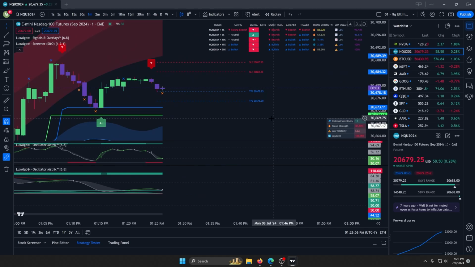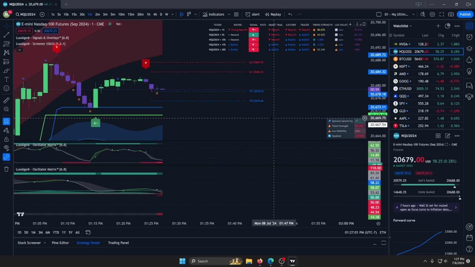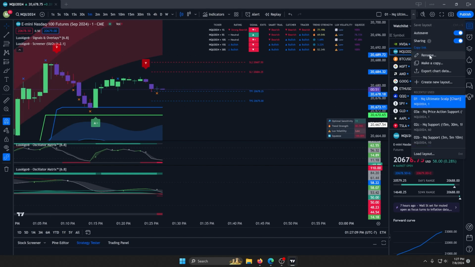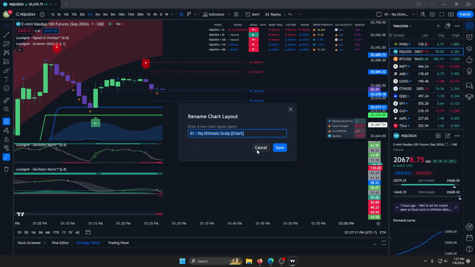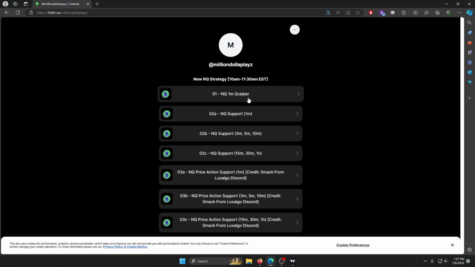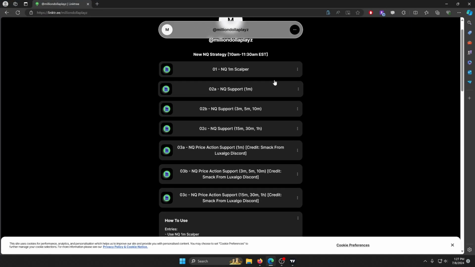Hey everybody, this is my 1 minute NQ signals and overlays scalp strategy using LuxAlgo premium toolkits. The heart of the strategy starts with this window, which is the NQ 1 minute ultimate scalp. If you go to the link tree, which I'll open right here, it's this top chart. These charts are all numbered to kind of make it organized for you to see.